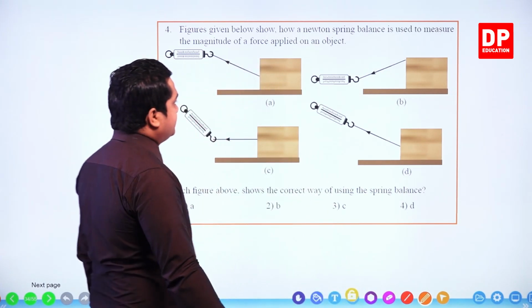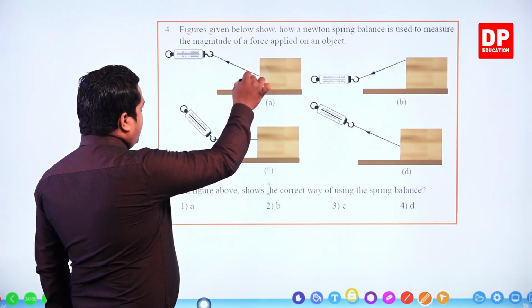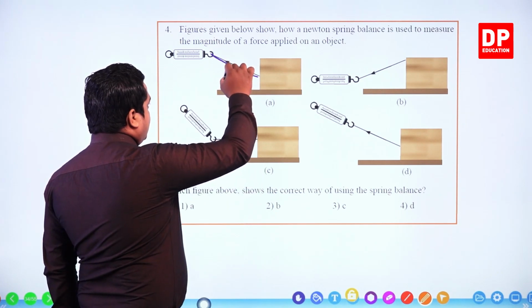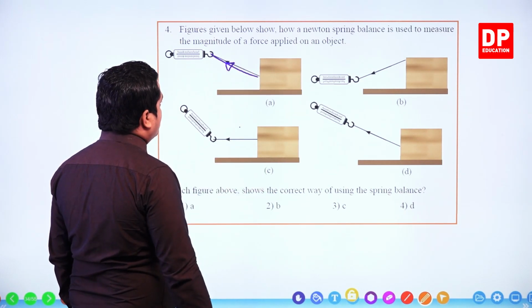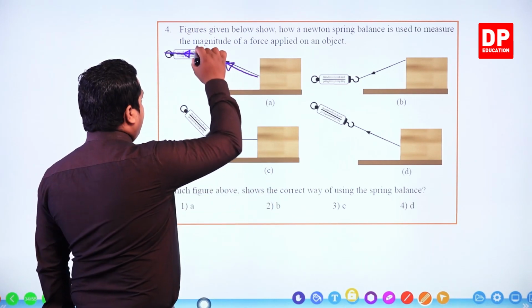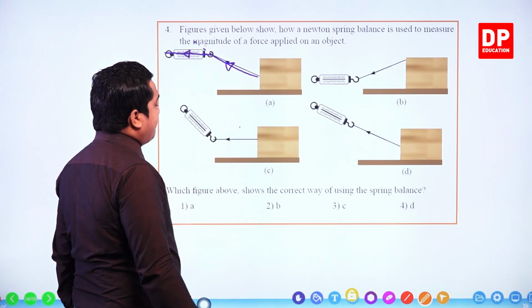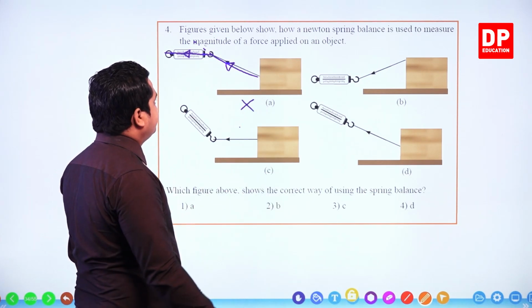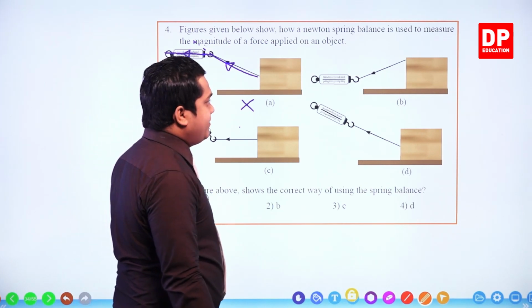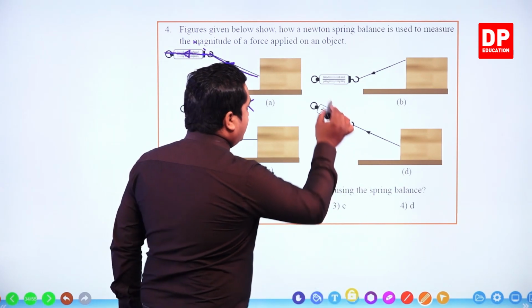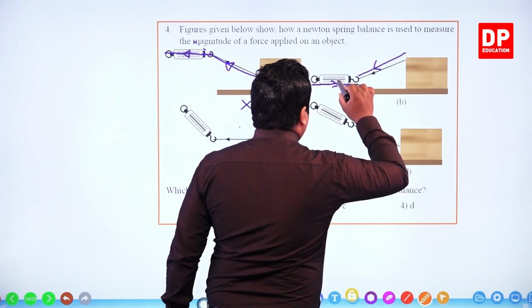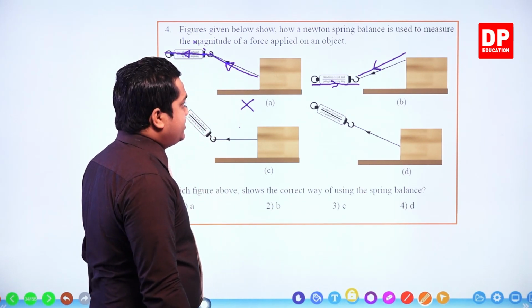Now, let's go for the answers. See, in this one, you can clearly see that this is the direction of the spring, but this is the direction of the spring balance. So there is a clear change in the two directions. So this is incorrect. It's not aligned in the same direction. Check the second one. This is the direction, and this is the other direction. So there are once again two different directions, so it's also incorrect.